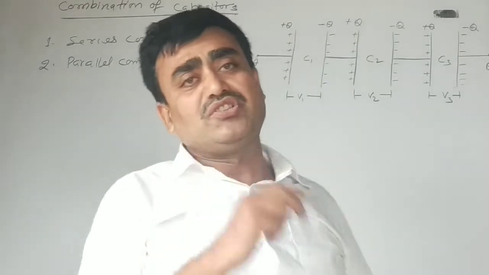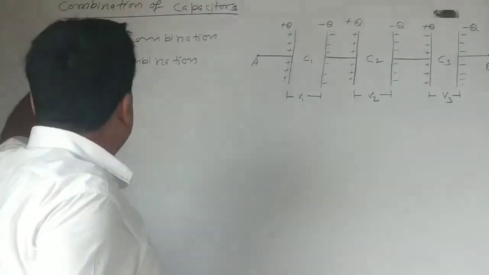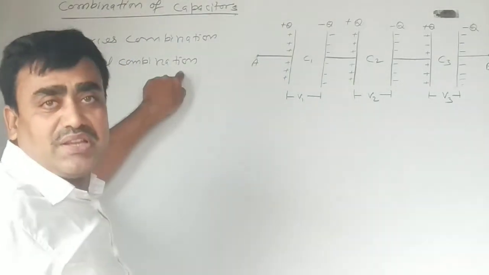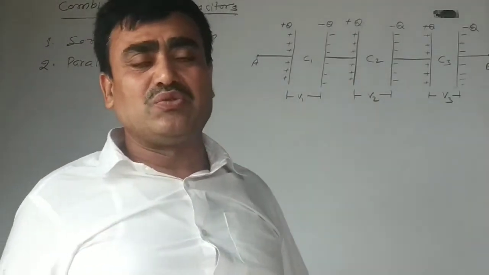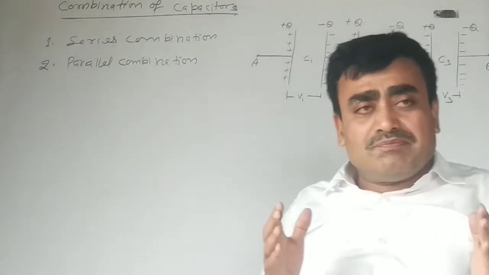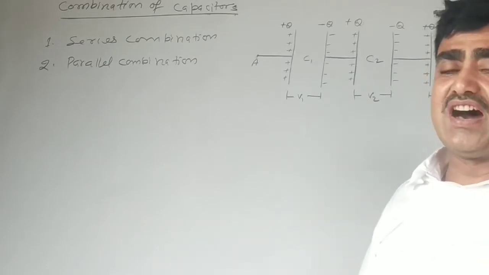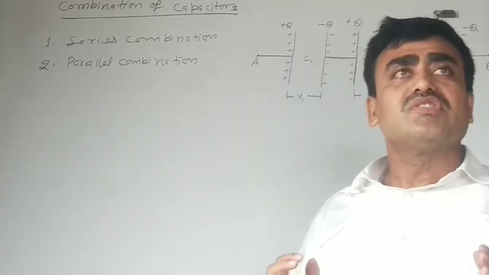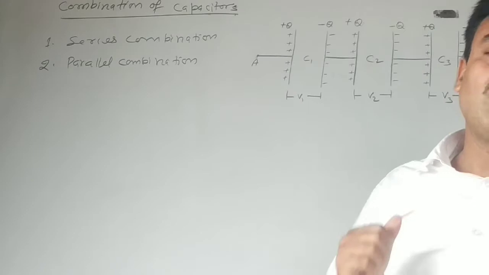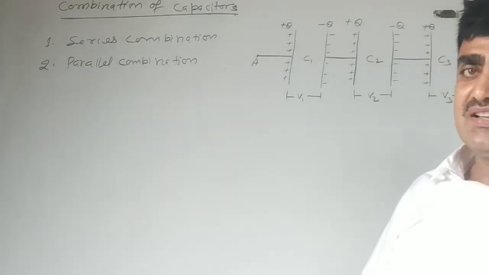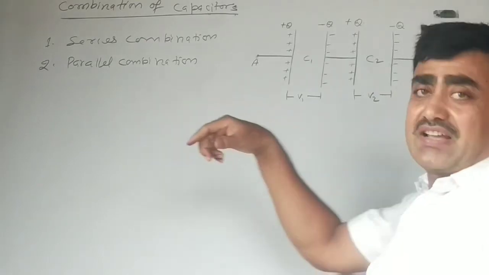Like resistors, capacitors are connected in two ways. That means series combination and parallel combination. In series combination, capacitors are connected end to end such that the same amount of charge is obtained by the plates of the capacitors, but potential differences are different for different capacitors.